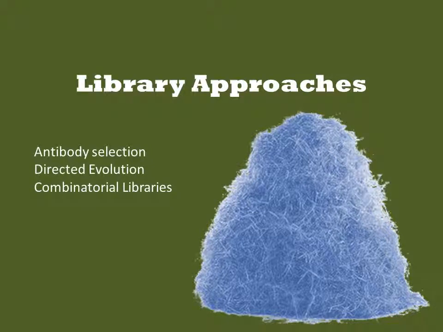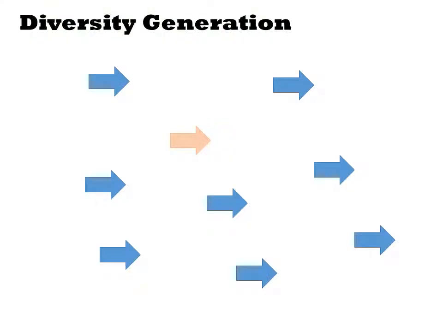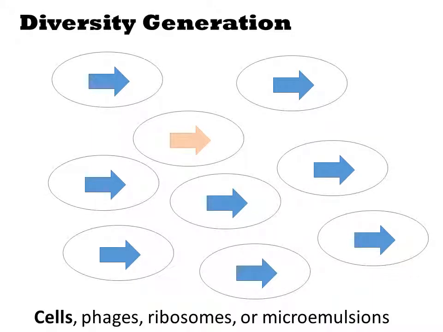Library approaches to genetic engineering can be either directed evolution strategies or combinatorial methods. In all library methods, there is first diversity generation and then selection of desired variants. Here we illustrate a library of genes in which the one in tan has a property that is distinct from the others. In all cases, we must have a linkage between the gene sequence and the protein it encodes.